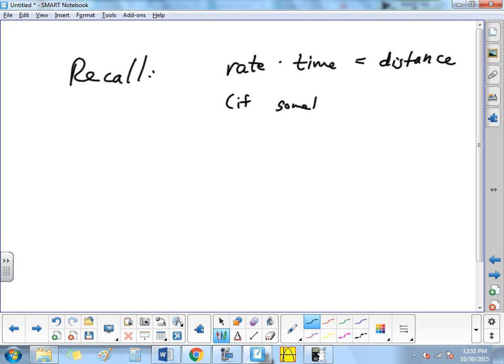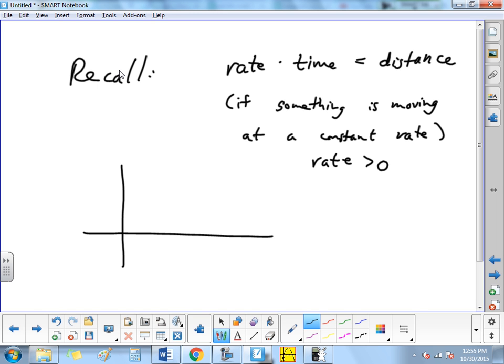If something is moving at a constant rate. Okay? For now, let's just assume that rate is positive. Okay, so it's like a speed only. We're not going to do like velocity right now. Okay, so let's just imagine, I'll write a brief sentence here. A car drives at 50 miles per hour for 4 hours.